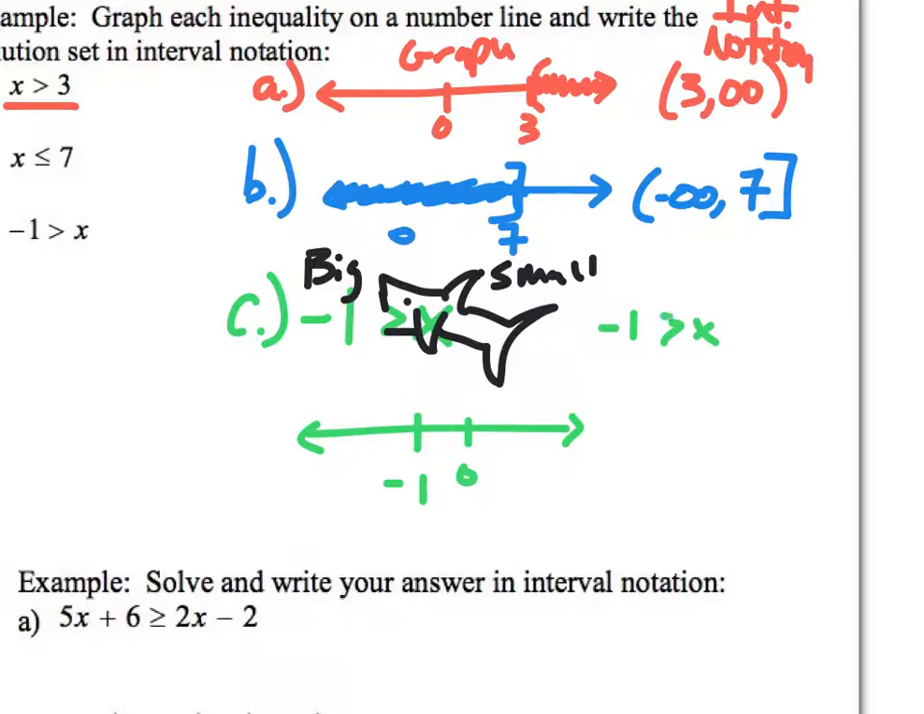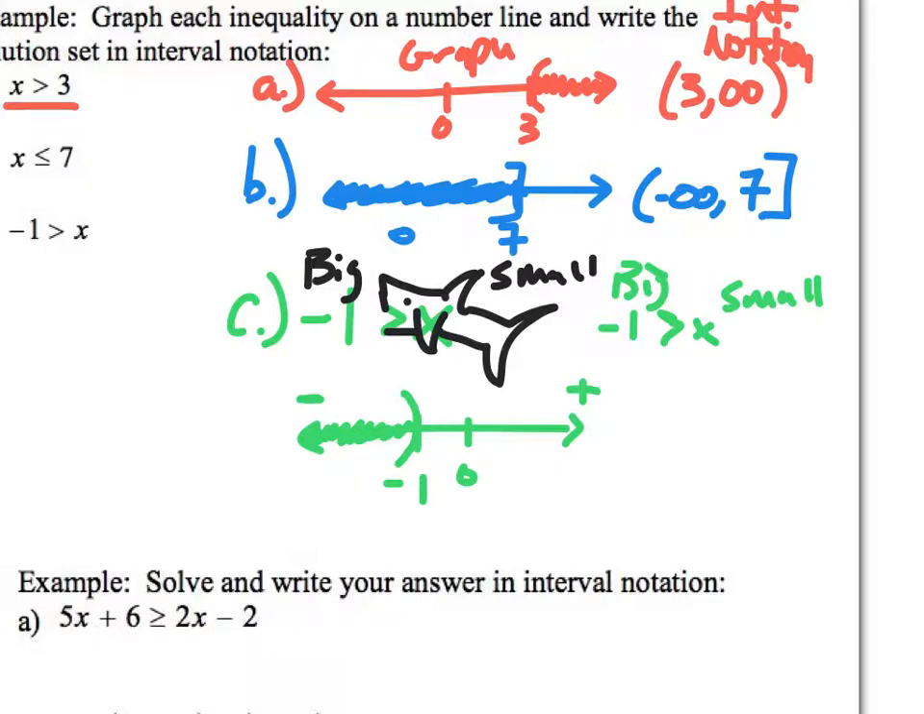Okay, and what I know is that because my shark is eating the bigger number, that means that my variable, what I'm looking for, needs to be small. This is small. This part is big. And so my solutions are going to be small, and small means we go to the left and we're negative. And so I'm just going to put a parenthesis here to signify that, and I'm going to shade to the left.